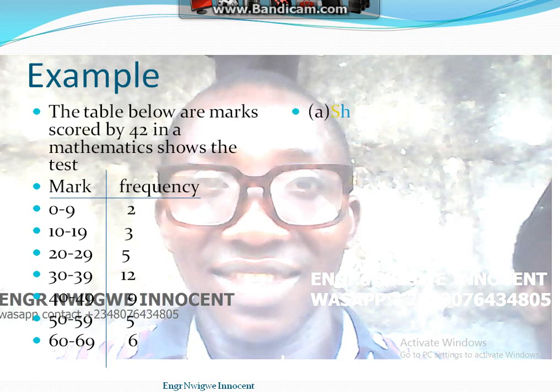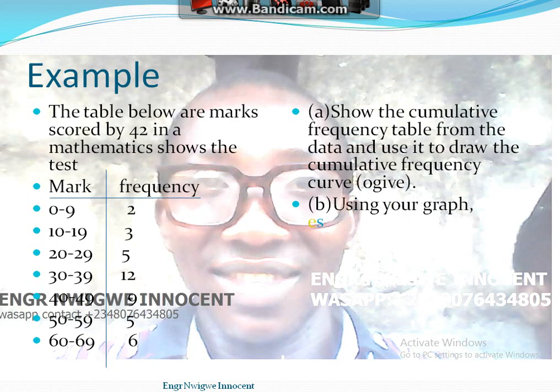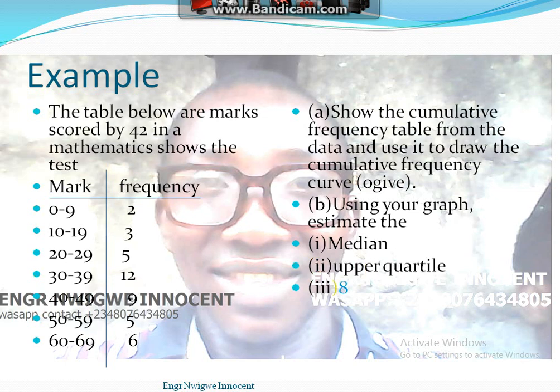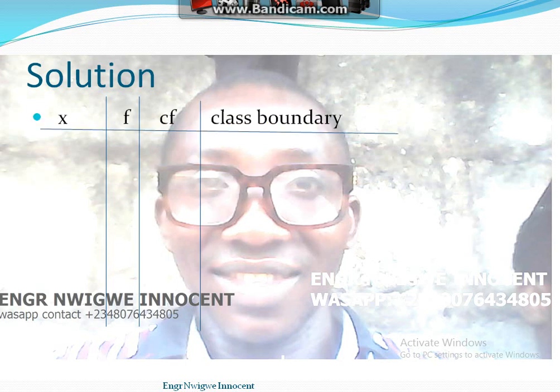A. Show the cumulative frequency table for the data and use it to draw the cumulative frequency curve or ogive. B. Using your graph, estimate the I median, II upper quartile, III 80th percentile. Solution. S represents the mark, F represents the frequency, CF represents the cumulative frequency, then the class boundary.